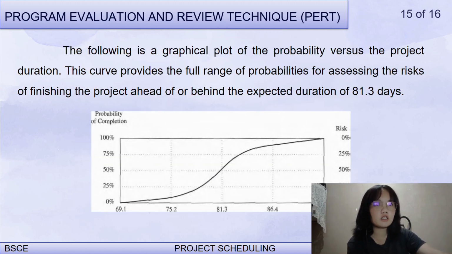So next slide, the following is the graphical plot of the probability versus the project duration. This curve provides the full range of probabilities for assessing the risk of finishing the project ahead or behind the expected duration of 81.3 days. So using all the formula presented earlier, you get this 81.3 days. Actually, this is an example, but what I showed is just the table. But using all those formula, you get this 81.3 days.